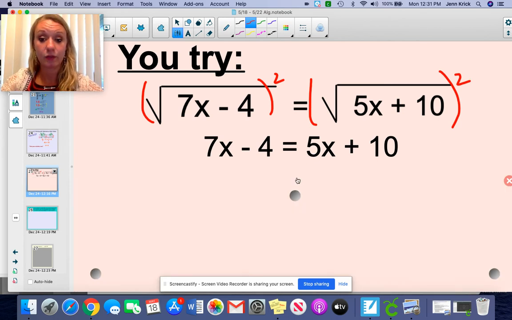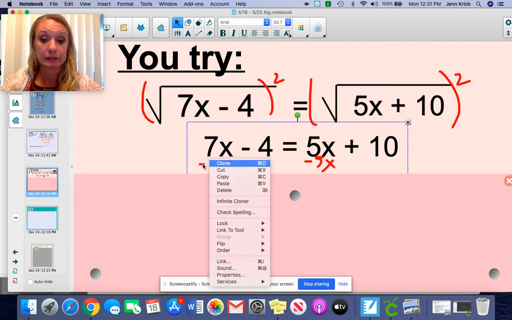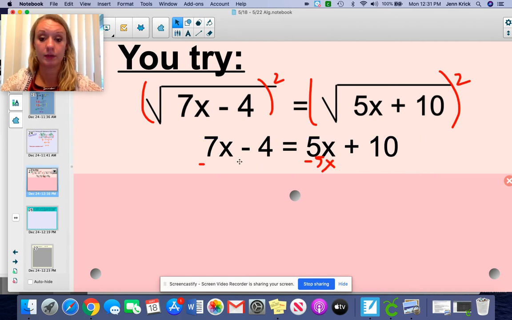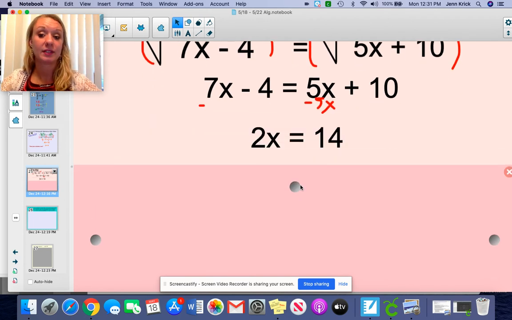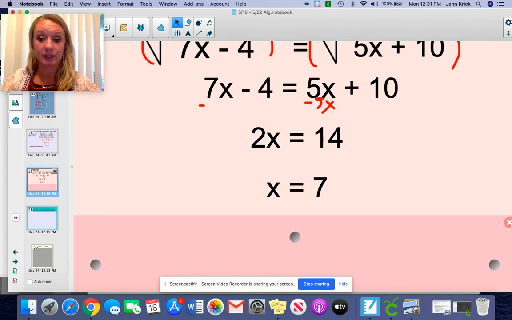I know that I'm going to move over my 5x first, so I'm going to do minus 5x. Sorry that it's taking me so long to type this. Okay, you get the idea. Minus 5x, and then you're going to add this 4 to the other side, and here's what you're going to end up with. You'll have 2x is equal to 14. When you divide both sides by 2, you get that x is equal to 7.